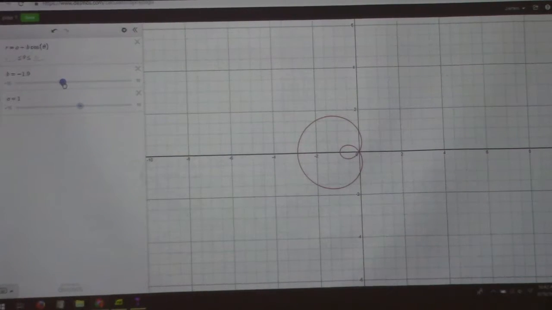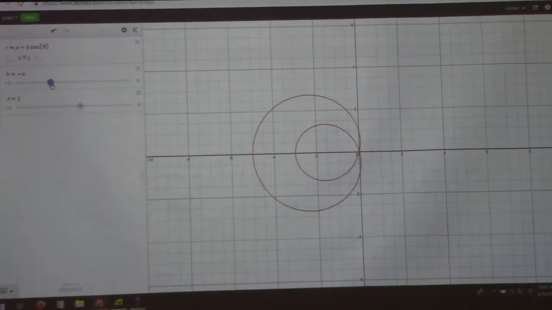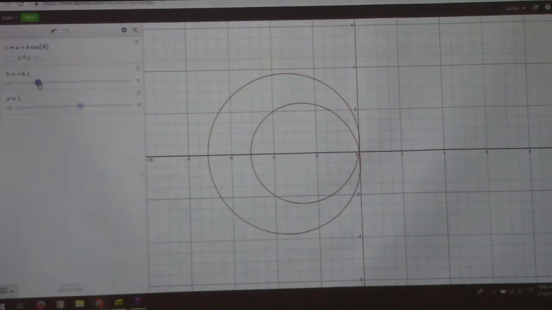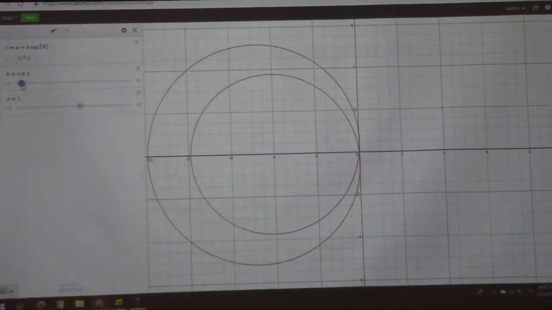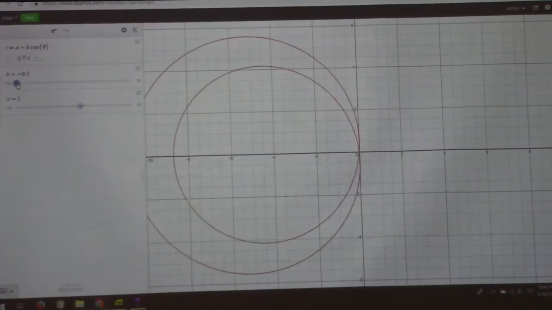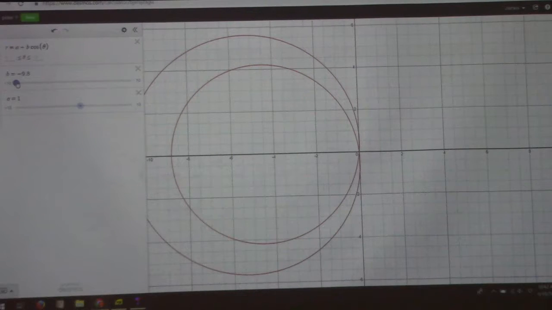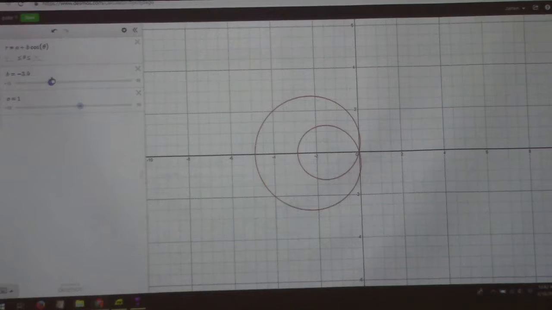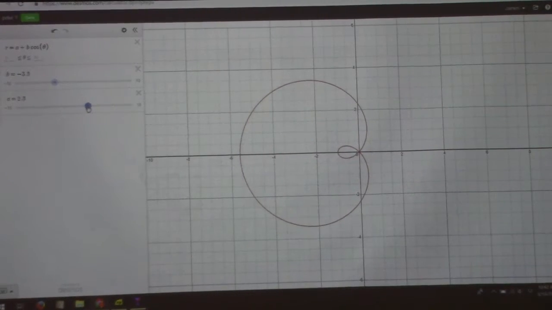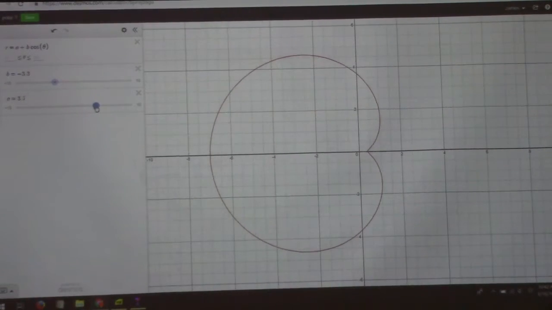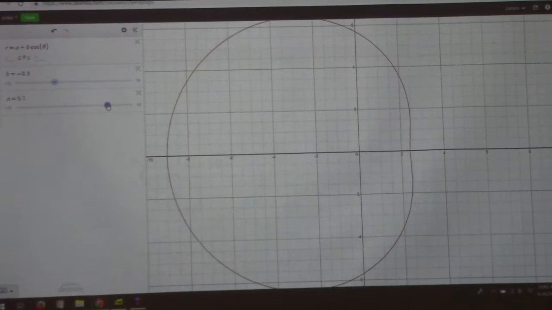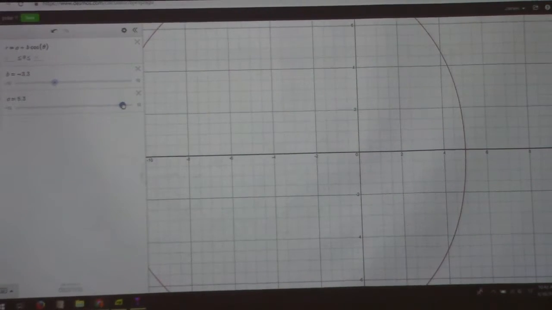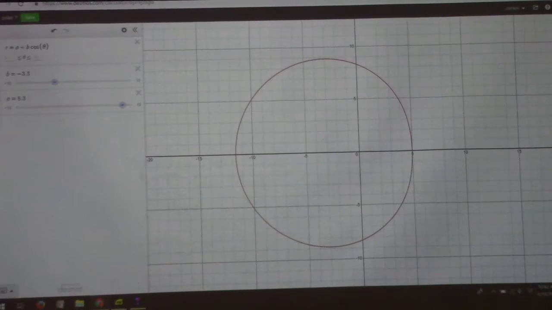What happens if I keep going? The inner loop is getting bigger. Is it ever going to catch up to the other one? Maybe not. It looks like it's tending towards a pair of almost concentric circles in the limit. I don't know. What happens if we change this? Oh, cardioid. Is it a circle? Looks an awful lot like a circle.